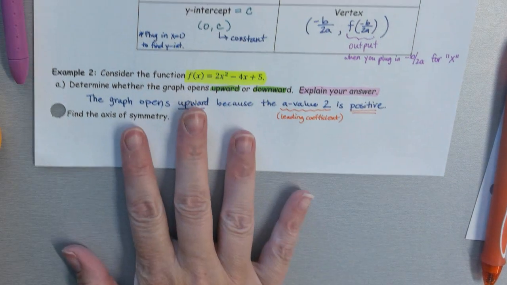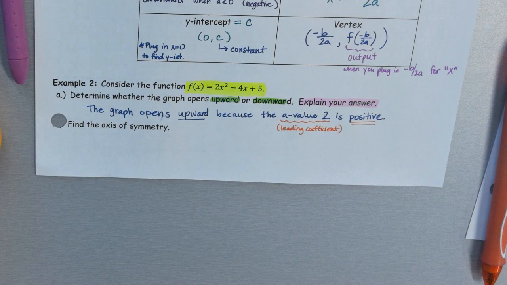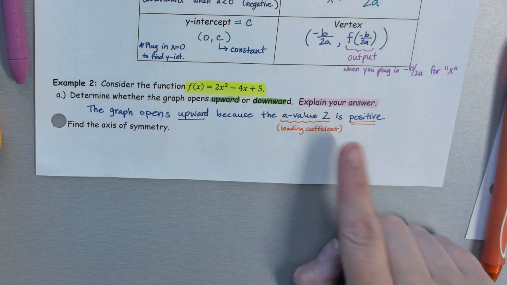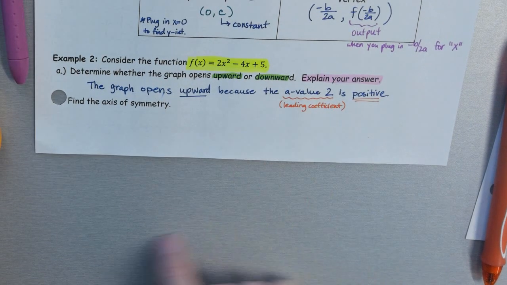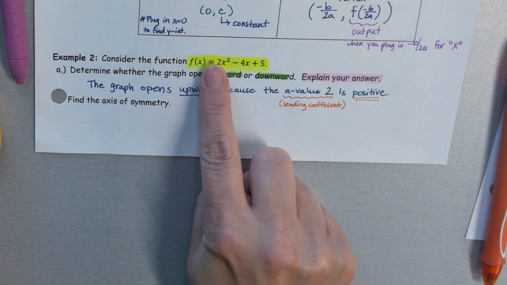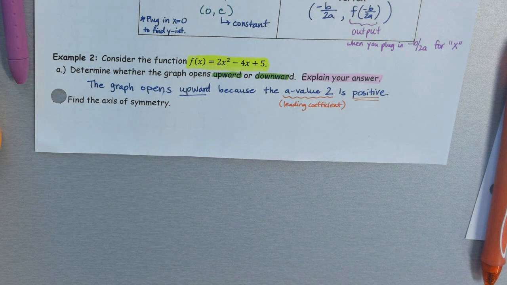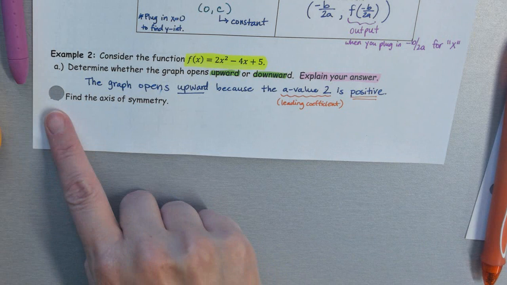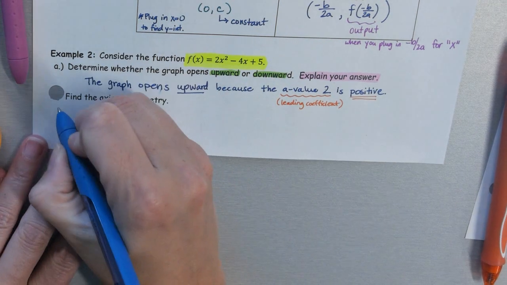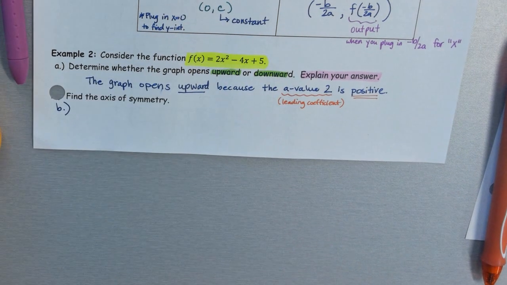Okay, but we definitely want to identify the A value because we have multiple values here, right? And in some cases, multiple values are going to be positive, and we want to make sure we are explaining this as specifically as possible. So it's the 2 that tells us that it opens up because 2 is positive. All right, and then poor little B got cut off by the hole punch, so this is B.